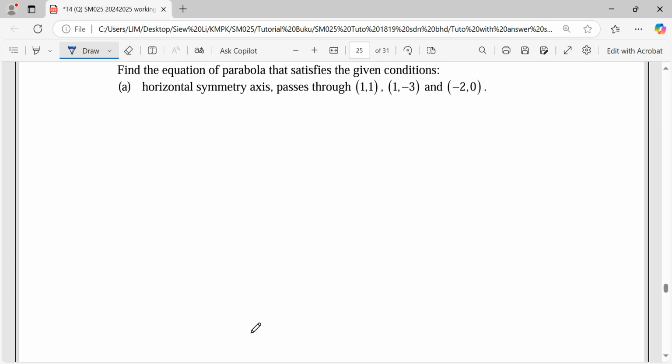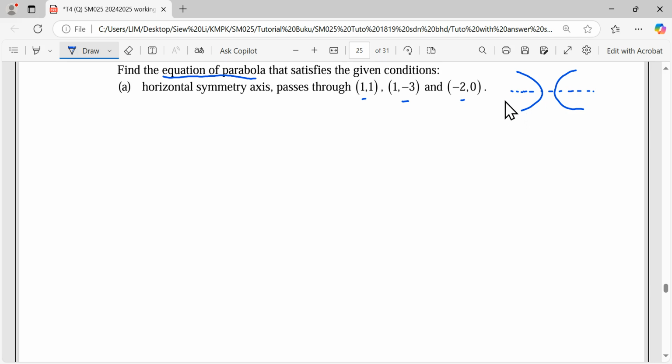Hi everyone. For this question, they ask us to find the equation of the parabola that satisfies the given condition: it has a horizontal symmetry axis and passes through 3 points. So having a horizontal symmetrical axis, see, horizontal is like this. Symmetrical axis means this parabola may open to the left or to the right, depending on the value of p.